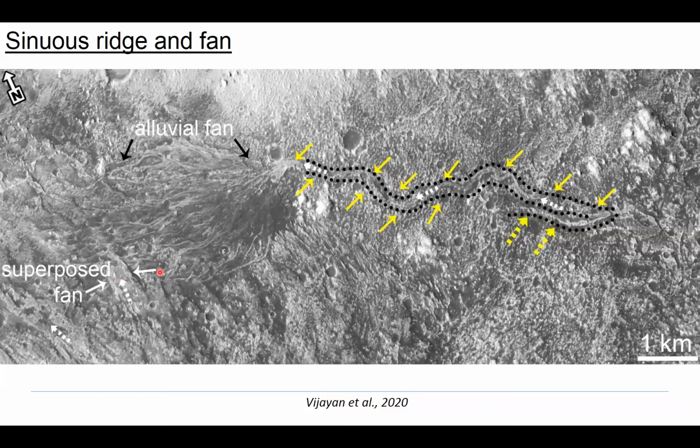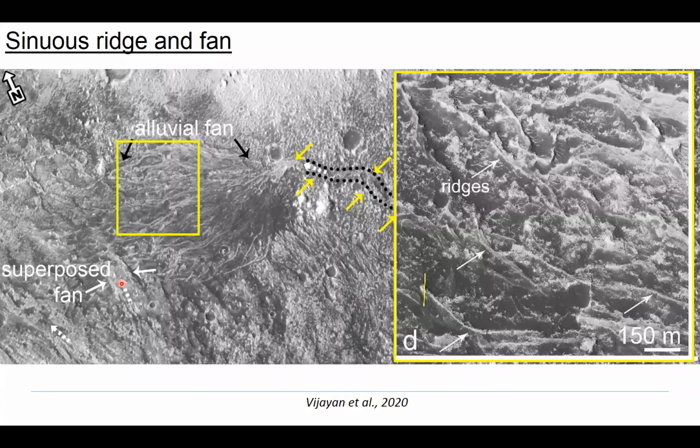But how to correlate with water? If you look into these ridges, only the coarse grain materials are present over there. The rest are all eroded. The blacker parts are the dust which got mantled over there.